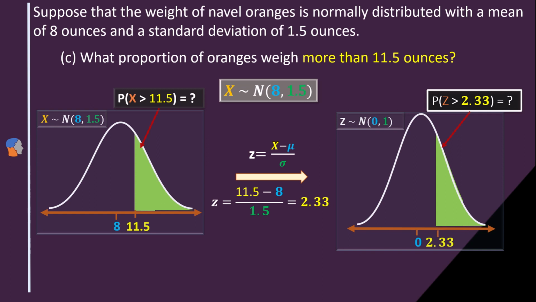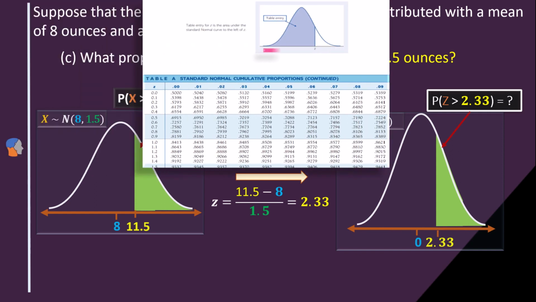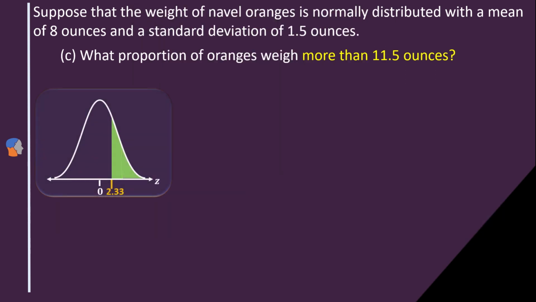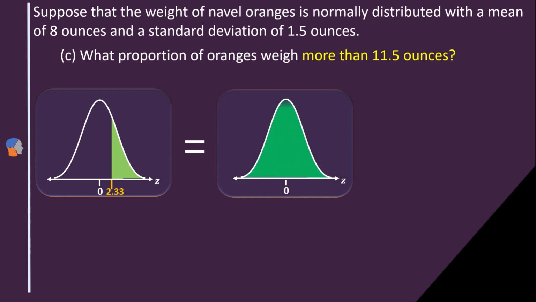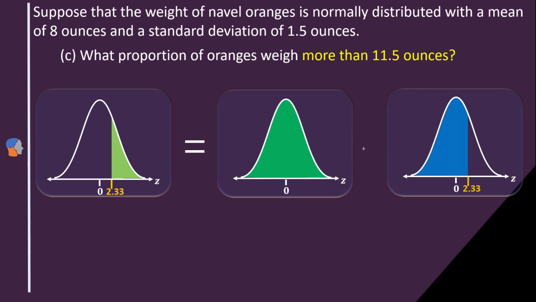No, we cannot. Why? We are looking for the area right of z value, which is 2.33. The z table gives the area left of z value. Therefore, we need to change this to the left of z value. First we find the entire area and then we find the area less than 2.33, then we subtract. And we know the entire area, it is 1. Then we can find this.